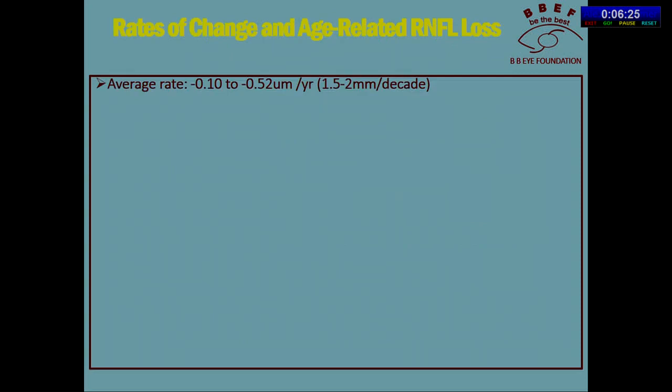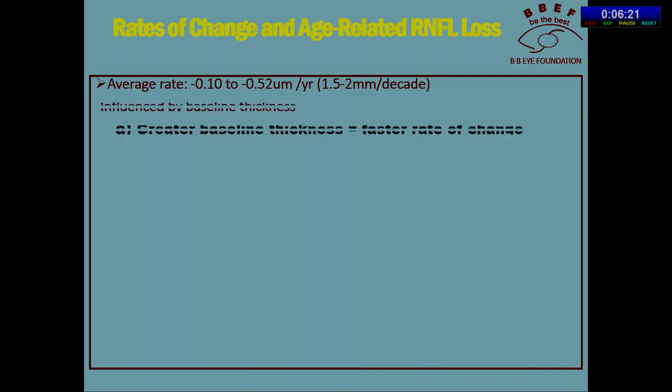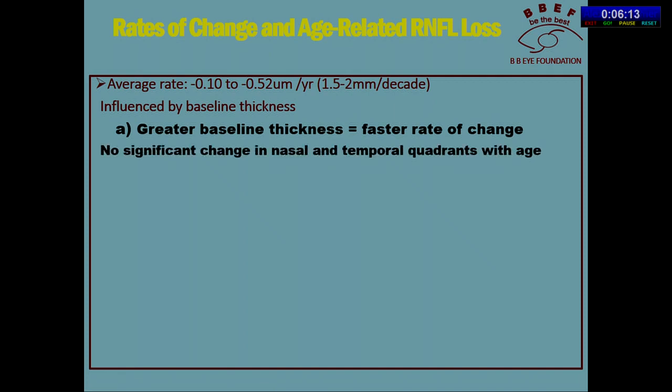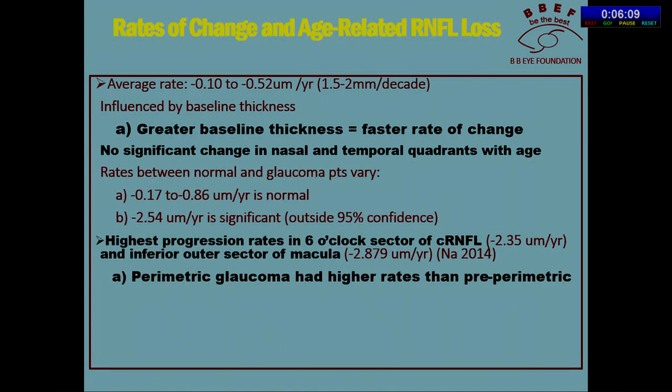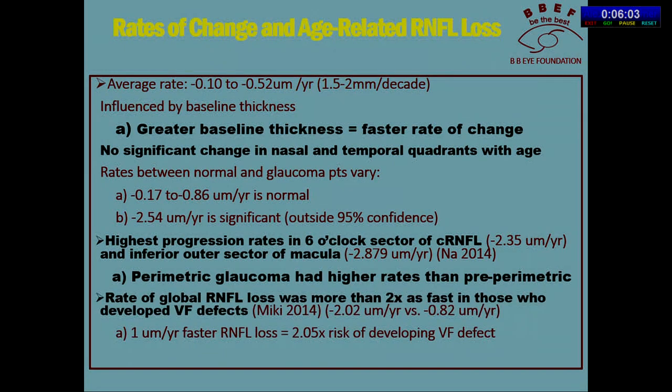So rates of change and age-related retinal nerve fiber loss: the average rate is influenced by baseline thickness, the greater the baseline thickness, the faster the rate of change. No significant changes in the nasal and the temporal quadrant. Highest progression rate in the 6 o'clock sector of the retinal nerve fiber layer. Perimetric glaucoma has higher rates than pre-perimetric glaucoma.